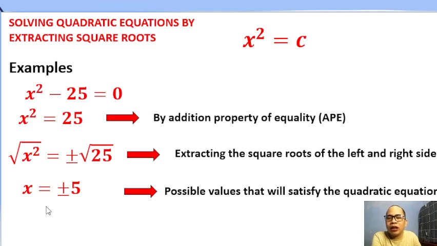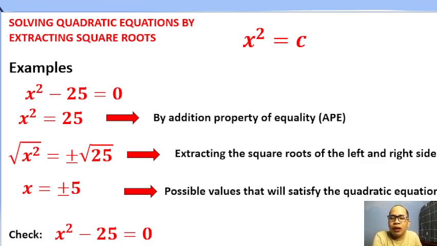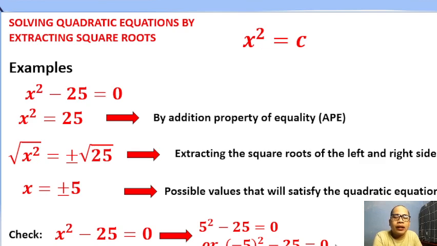So, we can check if that is correct. When we substitute the value of x, it should be equal to 0. So, let us check. x squared minus 25 is equal to 0. Let's substitute the values of x that we obtained, positive 5 and negative 5. So, 5 squared minus 25 equals 0. That is correct. Why? 5 squared is 25, minus 25 is equal to 0. Or, negative 5 squared is positive 25, minus 25 equals 0. So, therefore, that is correct.